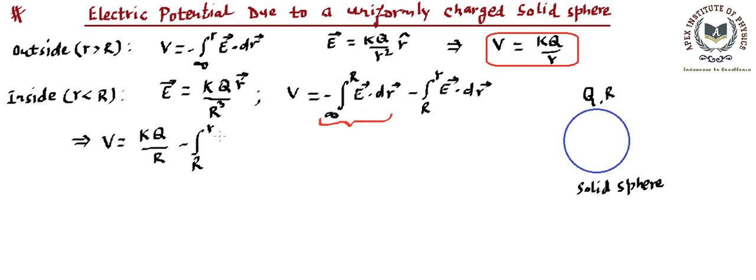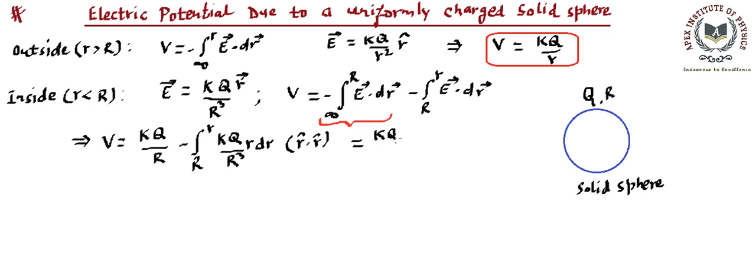This new definition will be kq upon r cube, and this r cap and dr will combine together, so we can write it as r dr, and in brackets r cap dot r cap. Again, r cap dot r cap will become unity, that is 1, and this integration can easily be performed. So let's move ahead and perform that integration.